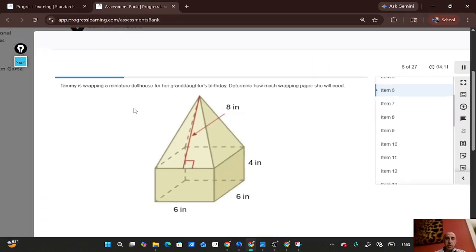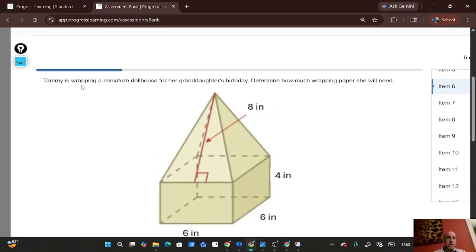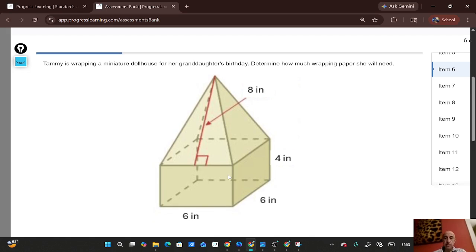In this question, Tammy is wrapping a miniature dollhouse for her granddaughter's birthday. Determine how much wrapping paper she will need. If she wants to wrap the whole figure, that exactly means finding the surface area of this figure.